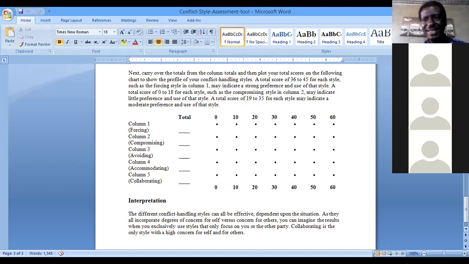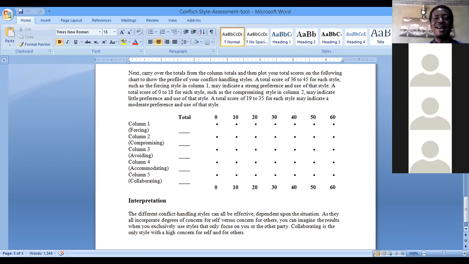Column 3 is avoiding style. If you score between 36 to 45, you have a high preference for that style, a strong preference for avoiding conflicts. If you score between 0 to 18, you have little preference for avoiding conflicts. If you score between 19 to 35, you have a moderate preference for avoiding conflicts.